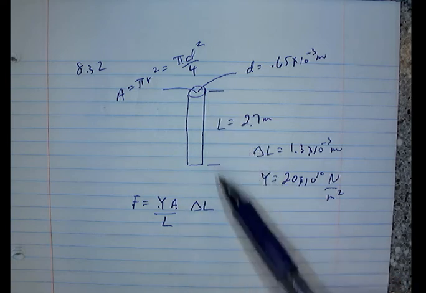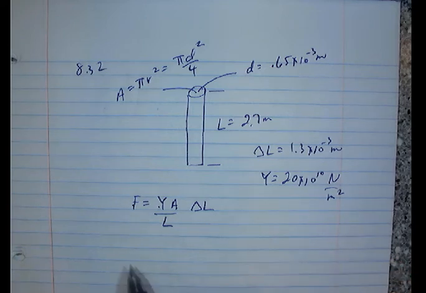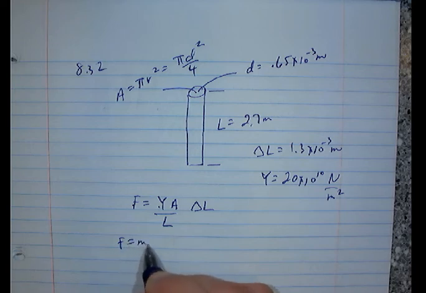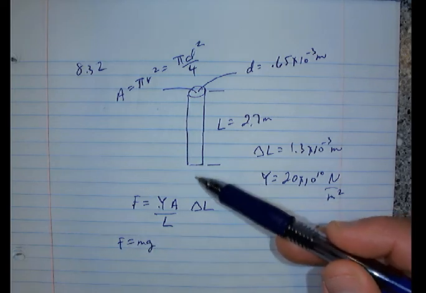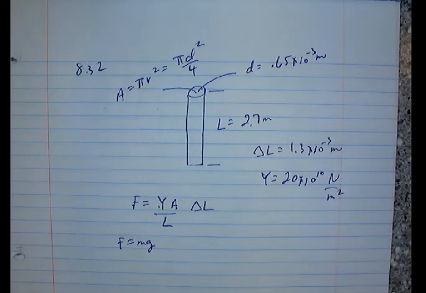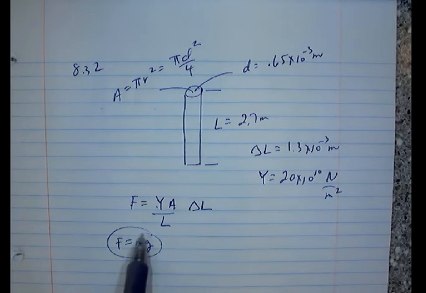L is the actual length, and delta L is how much we stretch it by. In this problem, we're stretching it by attaching a mass to it, so the force here is actually equal to mg. If you attach a mass here, it's going to stretch the wire. The force that you're putting on the wire would be equal to mg. It's not always the case, but in this problem, that's how we're stretching it, by attaching a mass.